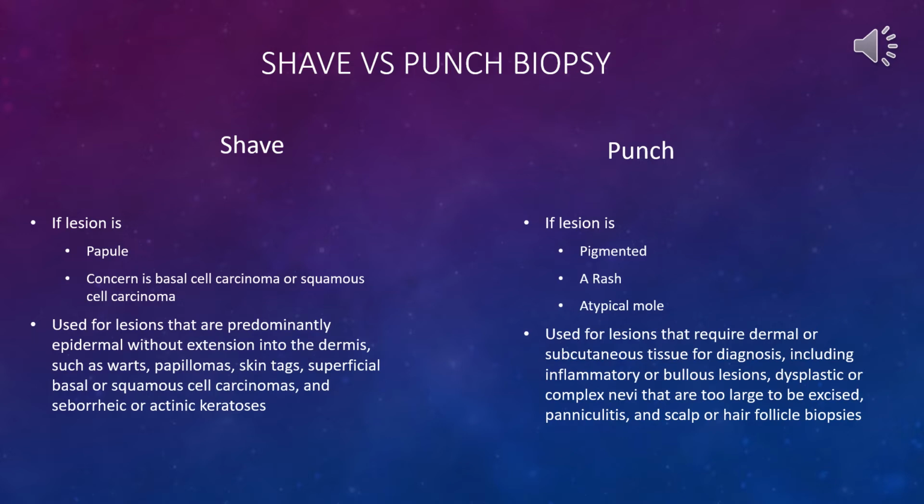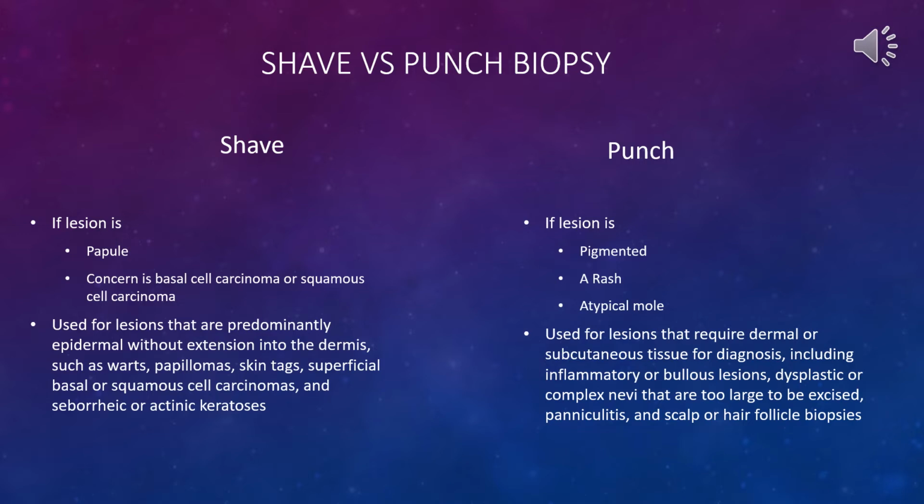Punch biopsies can be used for lesions that require dermal or subcutaneous tissue for diagnosis, including inflammatory or bullous lesions, dysplastic or complex nevi that are too large to be excised, panniculitis, and scalp or hair follicle biopsies. It's useful in identifying diseases marked by pathologic changes in the deeper dermis.